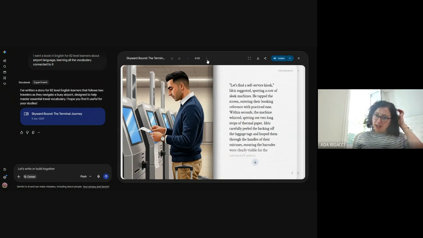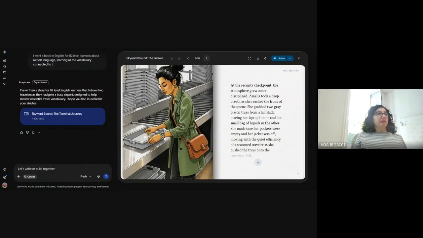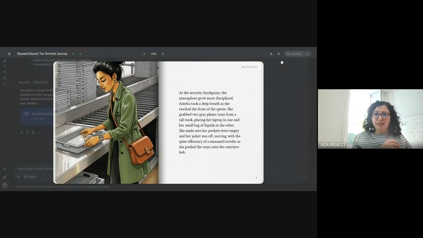Check your languages. So what else? Security checkpoint. Instead of having a dry list of words to learn, you see the vocabulary in use in a story. And if you are unsure about the pronunciation, you click on listen and you listen. Oh, we can try with French, in any language. Let's see if it works.